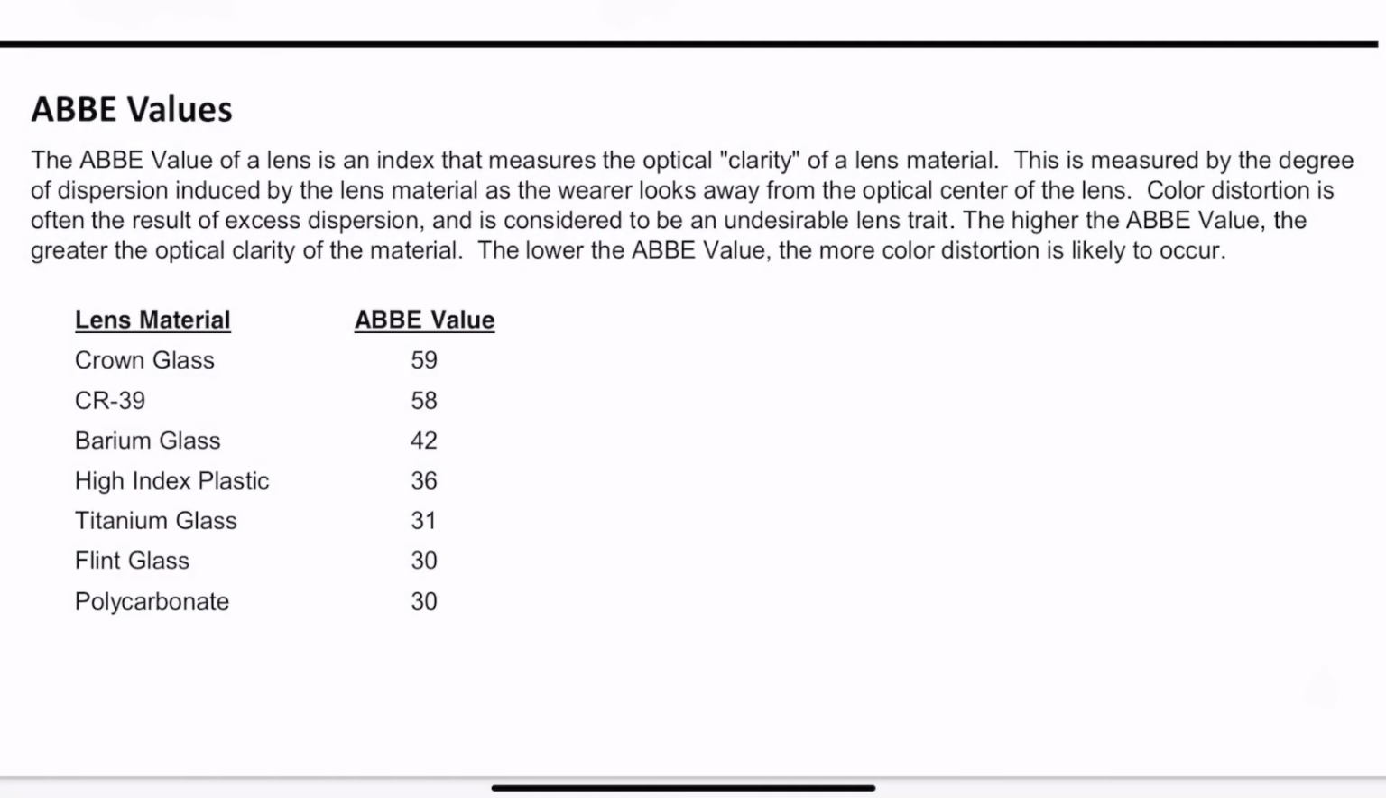Similar to how index of refraction is a measurement of the density of material, ABO value is a measurement of the optical clarity of a lens material. This is measured by the degree of dispersion induced by the lens material as the wearer looks away from the optical center of the lens. Color distortion is often the result of excess dispersion, and it's important to remember the higher the ABO value, the less chromatic aberration that you have.